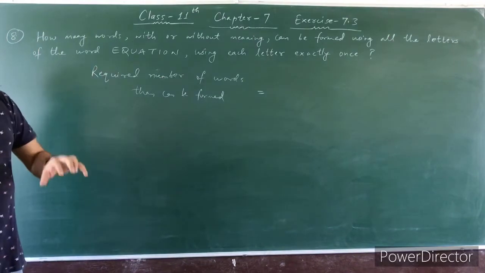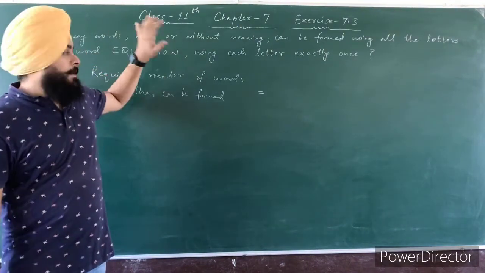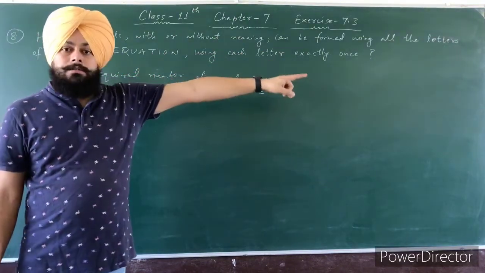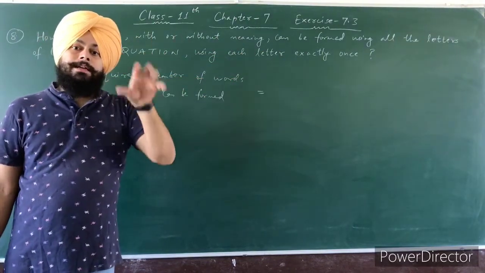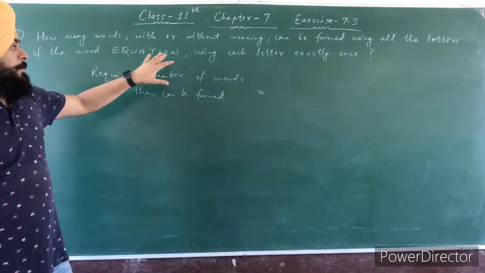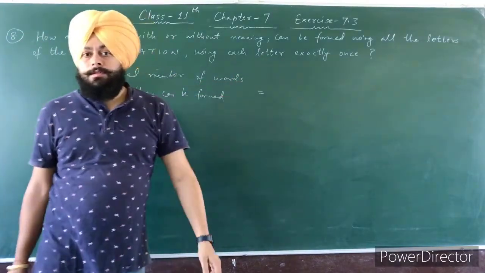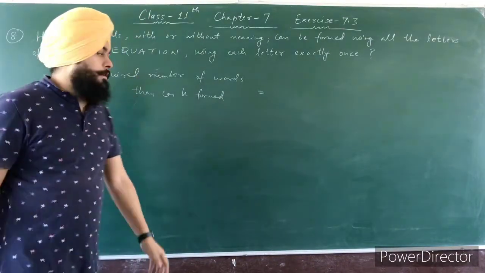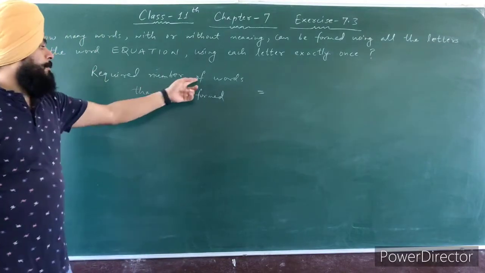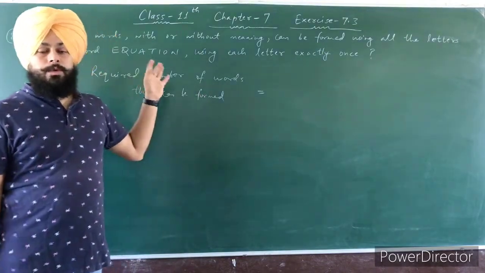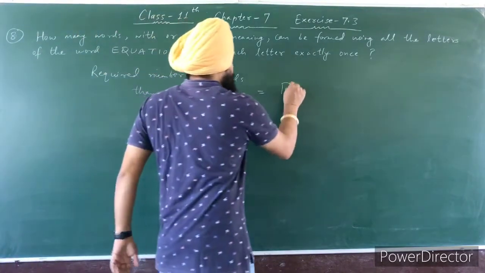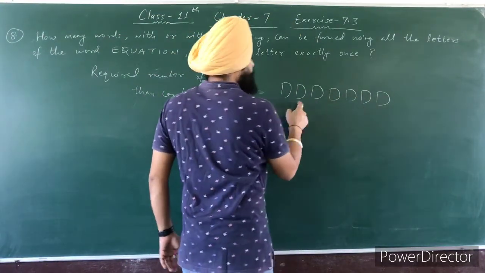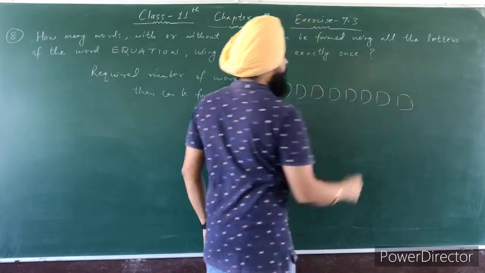We have to form a word, whether it has meaning or not, using all the letters. The condition is that we have to use all the 8 letters of the word EQUATION, each letter exactly once. It means no letter should be repeated more than once. So we have to find the required number of words that can be formed from the word EQUATION. You can see there are 8 letters in the word.